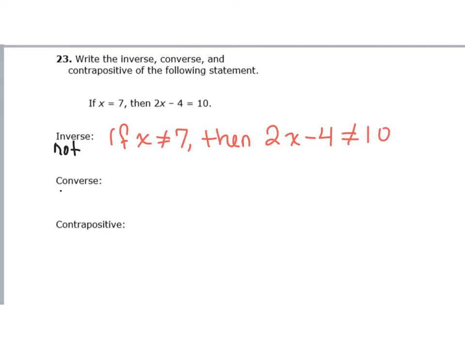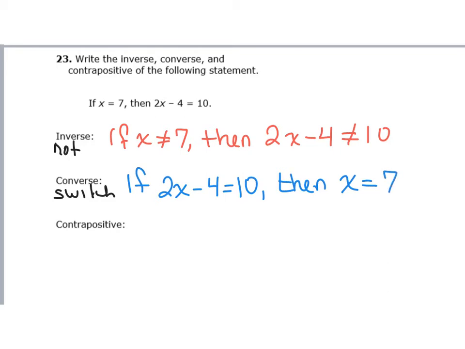My keyword for converse is switch. So this time I'm going to switch my two parts, and I'm going to say if, start with the second part, 2x minus 4 equals 10, then x equals 7.